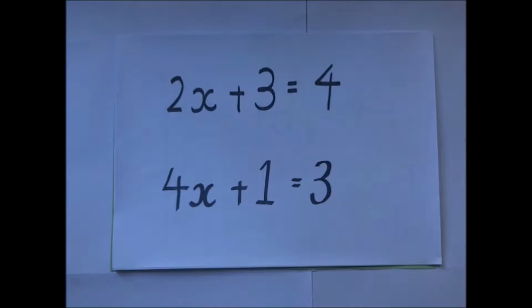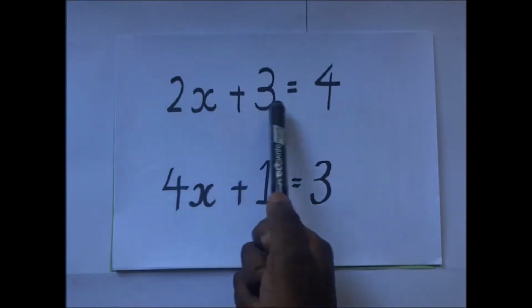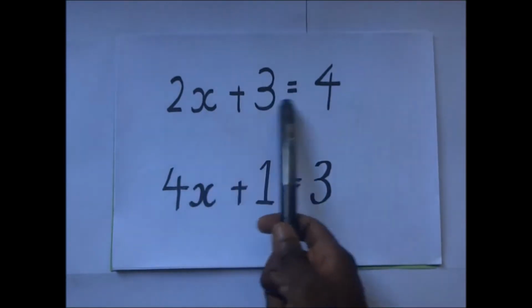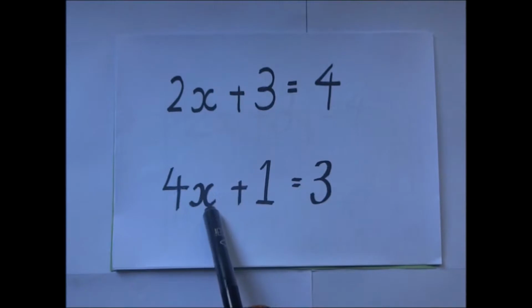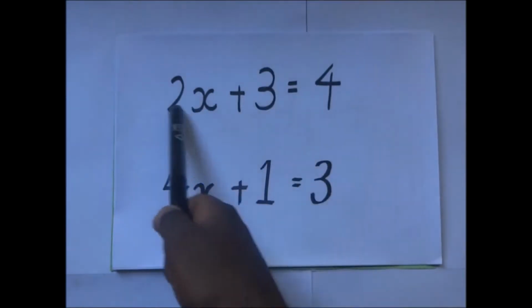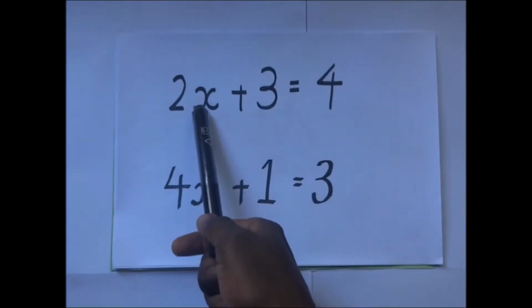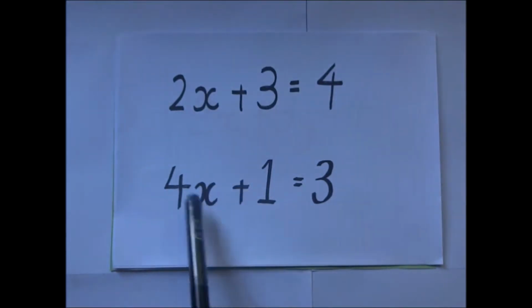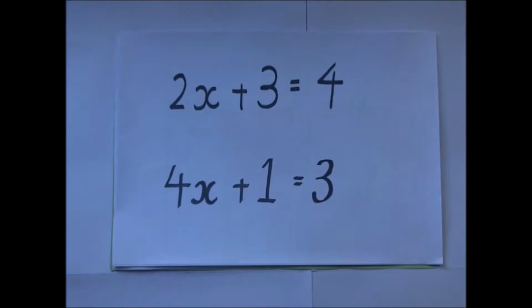Previously, we've been dealing with algebraic expressions that only have one unknown. For example, we have this expression 2x plus 3 is equal to 4. We have an expression of 4x plus 1 is equal to 3. All these algebraic expressions just have x as the unknown. So this is an algebraic expression with one term as an unknown, a variable x. So we can easily find the value of x. Even here, we can easily find the value of x. The expression only has one unknown.